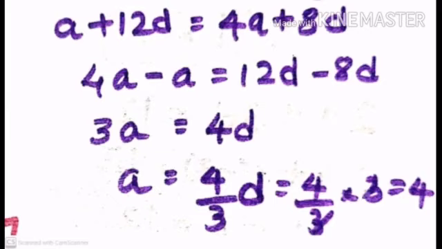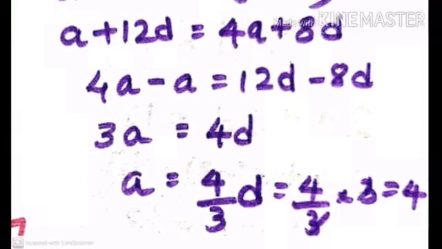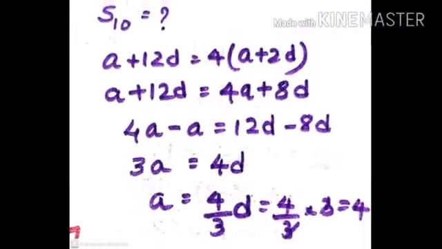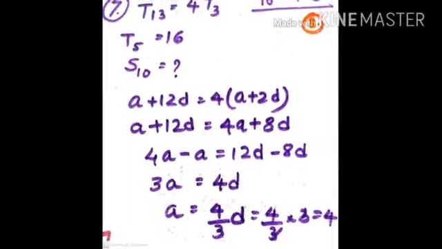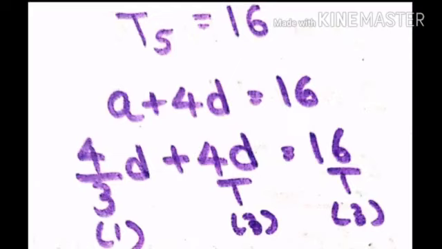Now this is one relation we found, that A is equal to 4/3 D. Students, later I found the D value 3, so I substituted here and got my A value 4, which you will come to know later, where D is found to be 3. So that will come as our next relation, given T5, term 5 is 16.